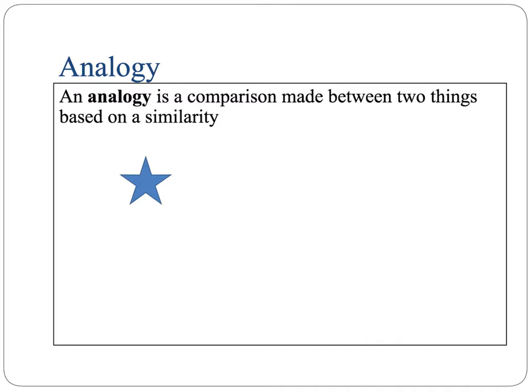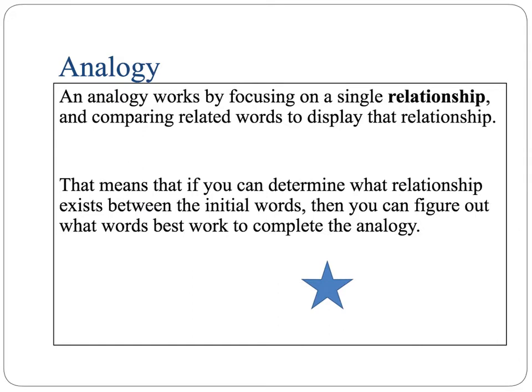If you'll write that down on the green box on your paper. So an analogy works basically by focusing on a single relationship. So a comparison based on one character trait, and it's showing the relationship of those two items. So the keywords here are a single relationship. Make sure you have that written down in your green box. This means that you can determine what relationship exists. So there's going to be a specific relationship between the two items. And then you can figure out which word or words best work to complete the analogy.